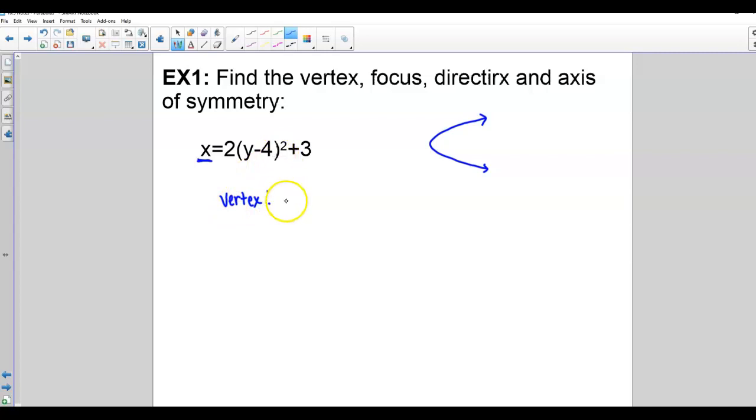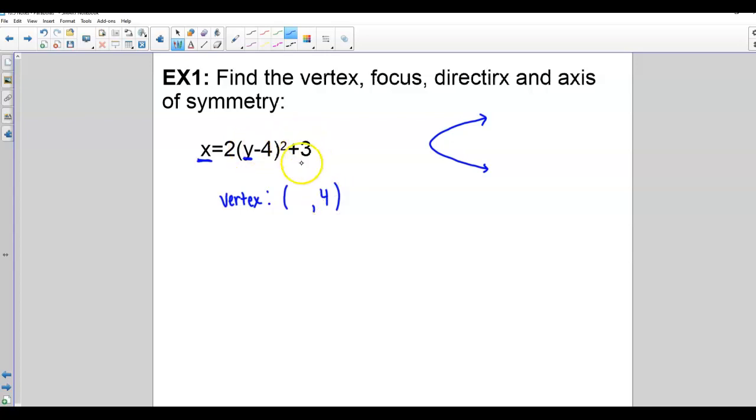And so our vertex, we've got to be really careful with here, because I want to look at this and say that it's 4, 3, but notice this is our y on the inside because we're dealing with a parabola that opens to the right. So that means that this is going to be our y coordinate, and because it's inside of the parentheses, we're going to go in the opposite direction. So we're going to have a negative 4, we're going to get a positive 4 for our y coordinate. So inside of the parentheses means use the opposite sign. Because it's with the y, it has to be our y coordinate.